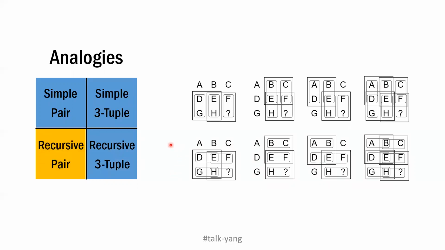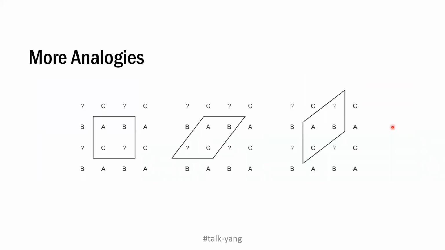And we can do the same thing to derive our recursive pair analogy. The difference is a pair is smaller than a tuple, so we can even include more subproblems in the recursive pair analogy. So for example, these 2 matrices on the right. To solve almost all the problems in the standard Raven progressive matrices, we do need more analogies.